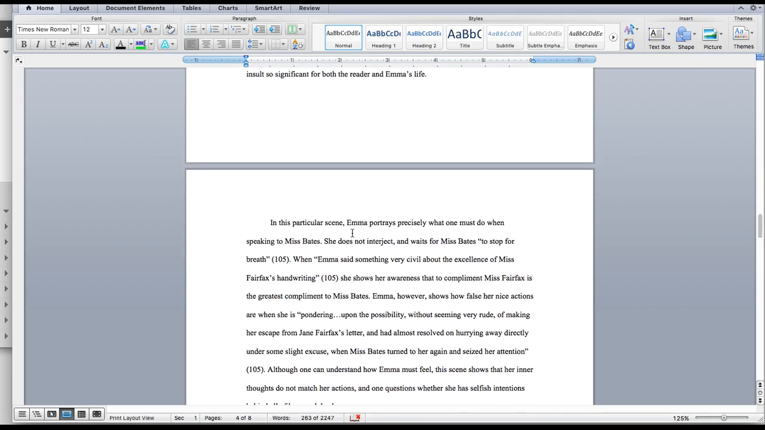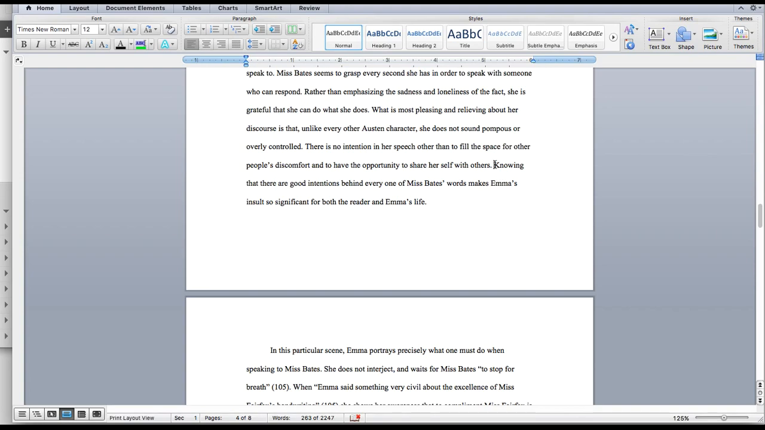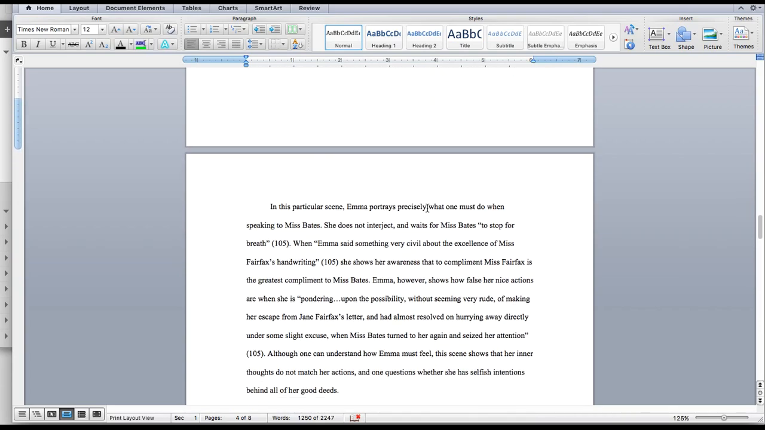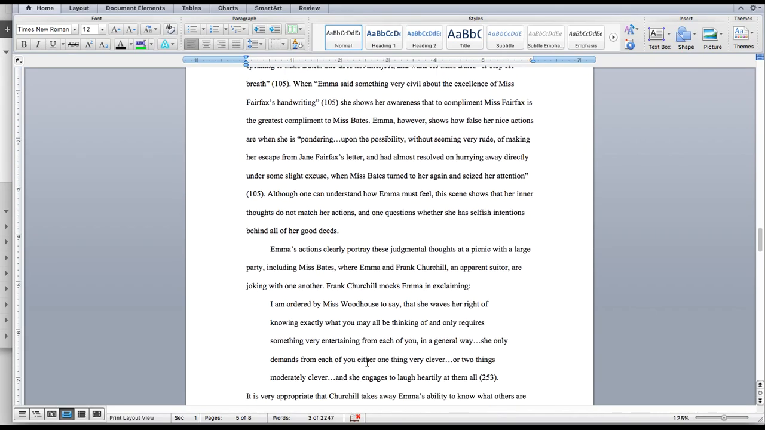Maybe I can find a good transition. So here's a transition. So knowing that there are good intentions behind every one of Miss Bates's words makes Emma's insult so significant for both the reader and Emma's life. In this particular scene, Emma portrays precisely what one must do when speaking to Miss Bates. So I'm still talking about the scene that was being discussed at the end of the last paragraph. That shows some flow between the two paragraphs. That's the kind of thing you want to achieve in your paragraphs as well.